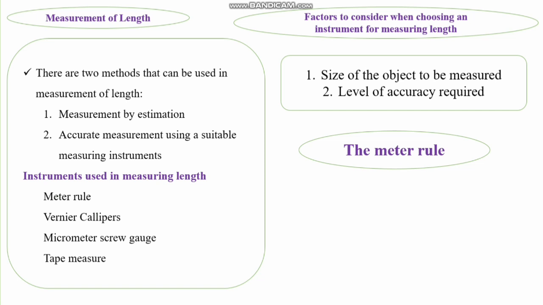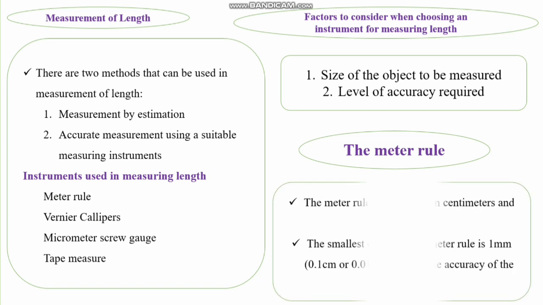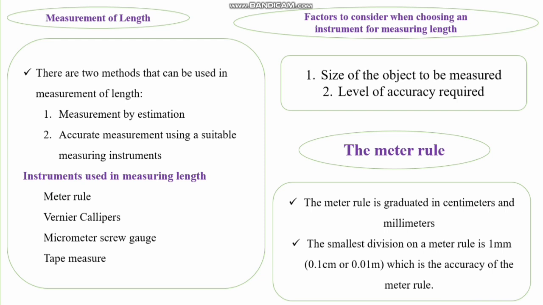Now let us look at the meter rule. A meter rule is a measuring instrument commonly used for measuring lengths. Meter rules are especially useful for measuring lengths with a reasonable level of accuracy in situations where specialized instruments may not be required. The meter rule is graduated in centimeters and millimeters. The smallest division on a meter rule is 1 millimeter.